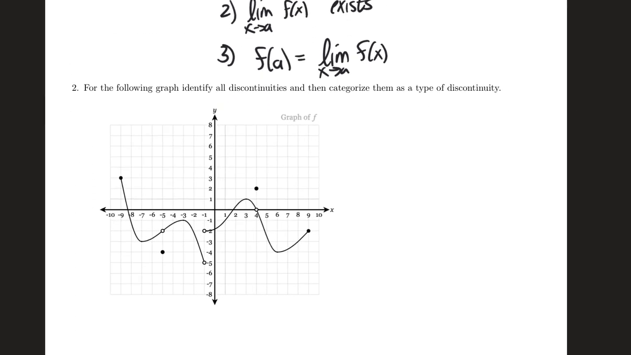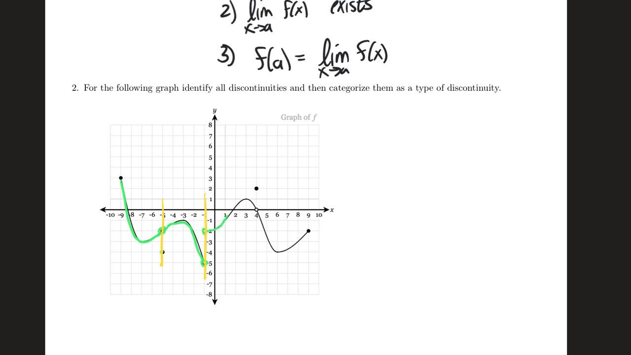All right, next we're going to talk about discontinuities. And again, the hint for talking about discontinuities is when do you lift up your pencil as you're drawing. So if I trace along, I have to lift up my pencil to draw that open circle and that dot. So this is going to be one discontinuity. I have to lift up my pencil to draw this open circle and jump up to there. So this is going to be another discontinuity.